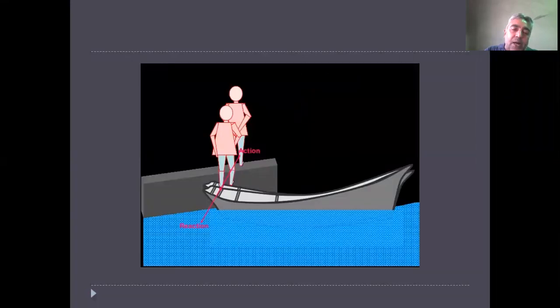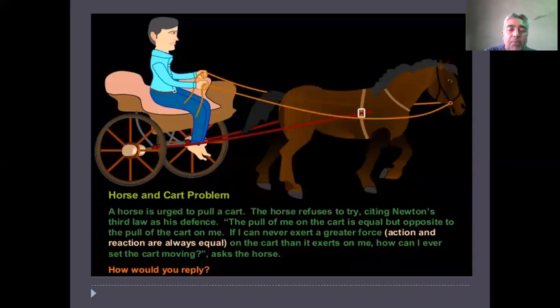Action and reaction are also shown in a boat. If we push the water, our boat goes ahead. If a man sitting in the boat pushes the water backward, then the boat goes forward. That is also Newton's third law of motion.